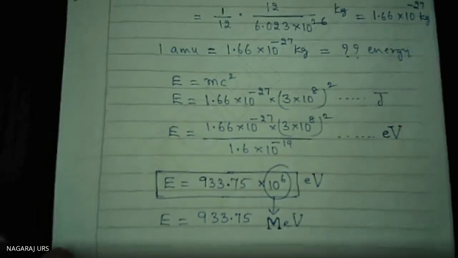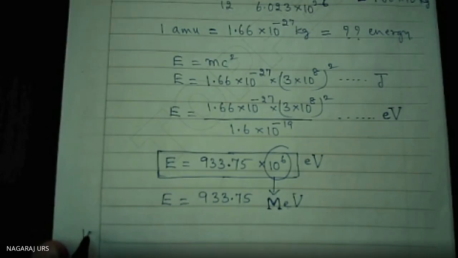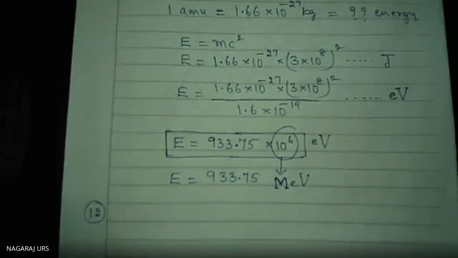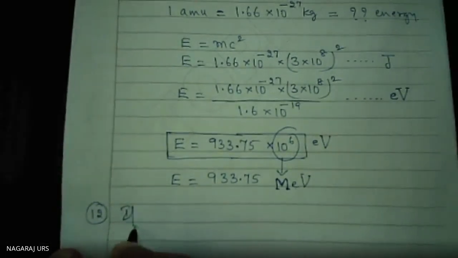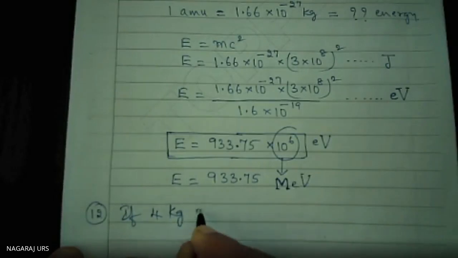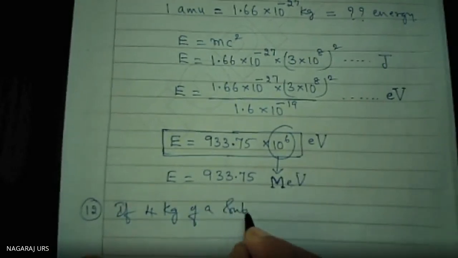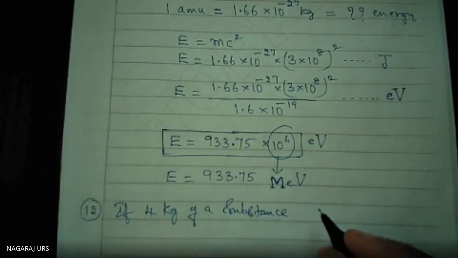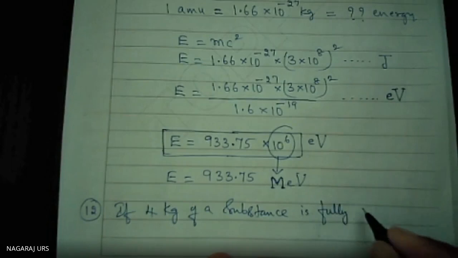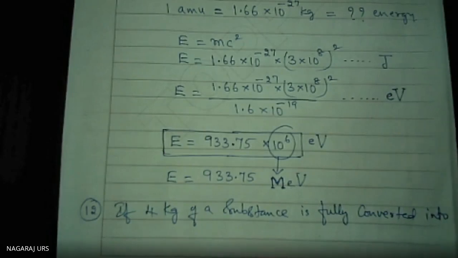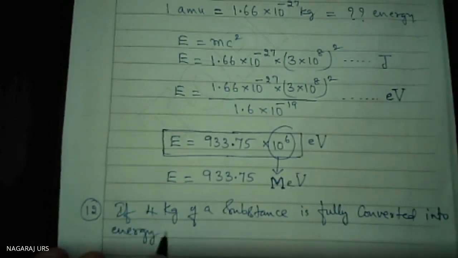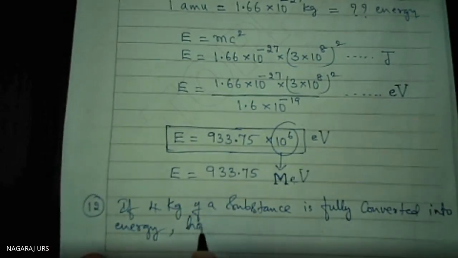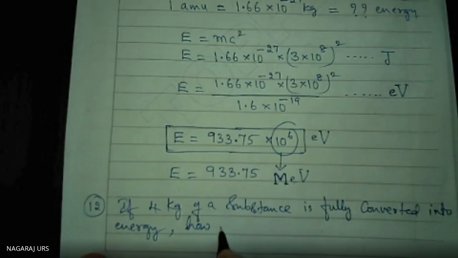Write the next question then. Question number 12. 4 kg of a substance is fully converted into energy, comma, how much energy is produced?